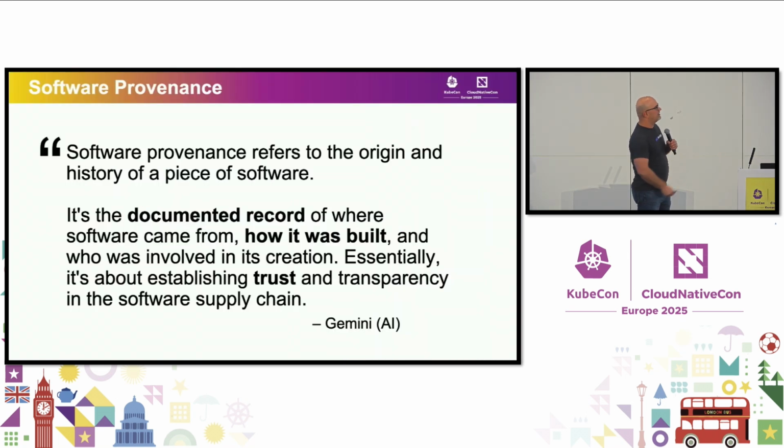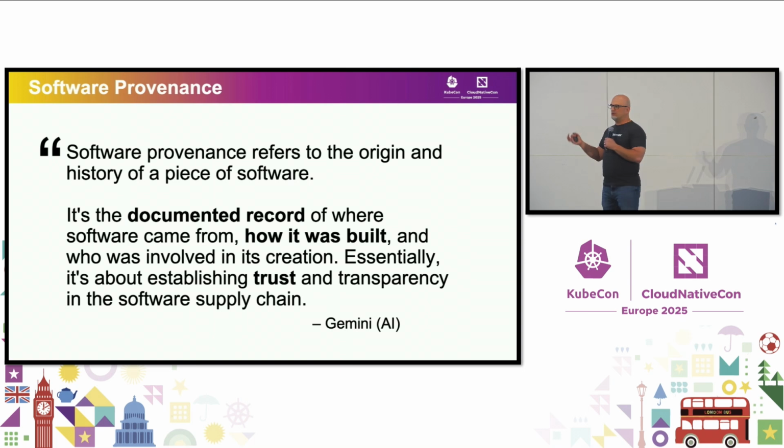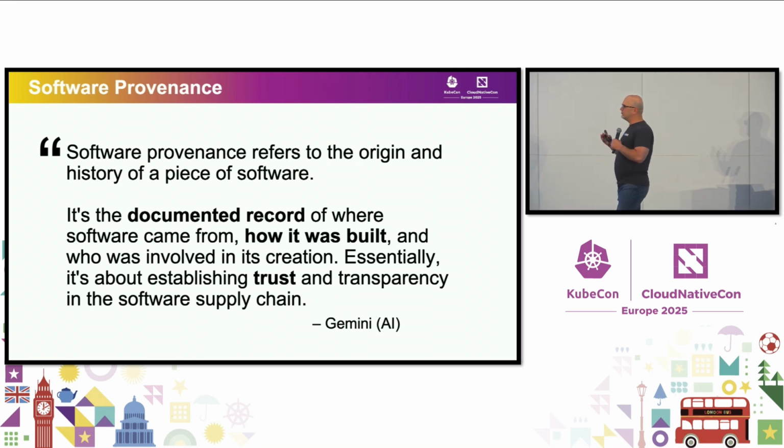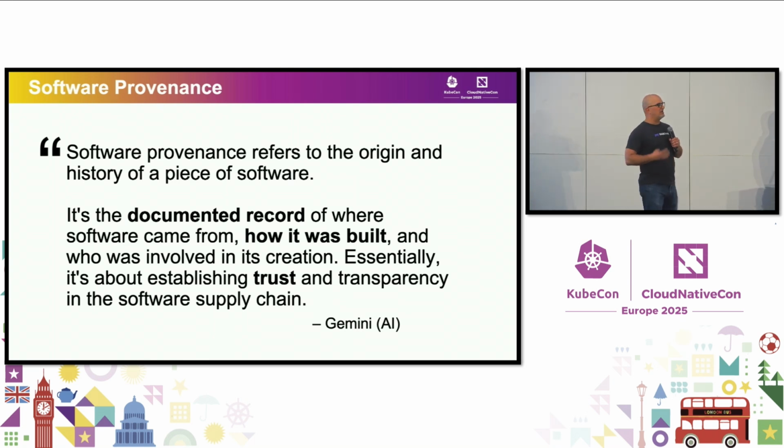I asked Gemini, what is software provenance? And signing gets into that. And you can see that it talks about knowing where something comes from, how it was built, how it was put together. And in this case, we're very interested in how it wasn't built, right? And that's really where, when you talk about provenance, signing can help you, to know how it was built. Is it what I wanted? Is it what I needed?